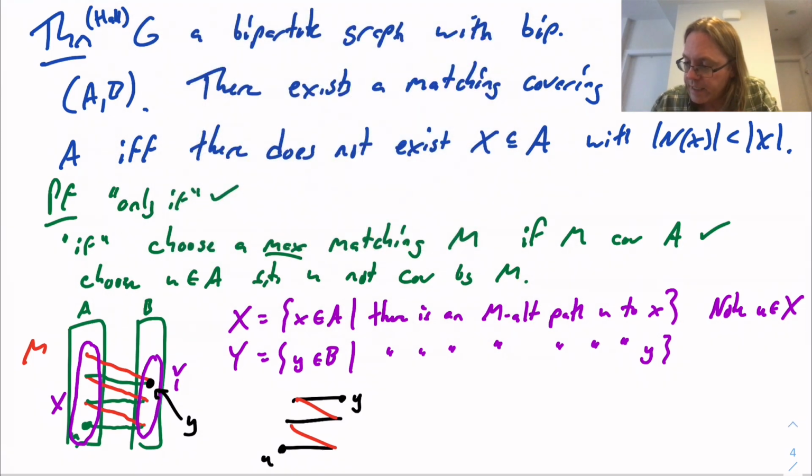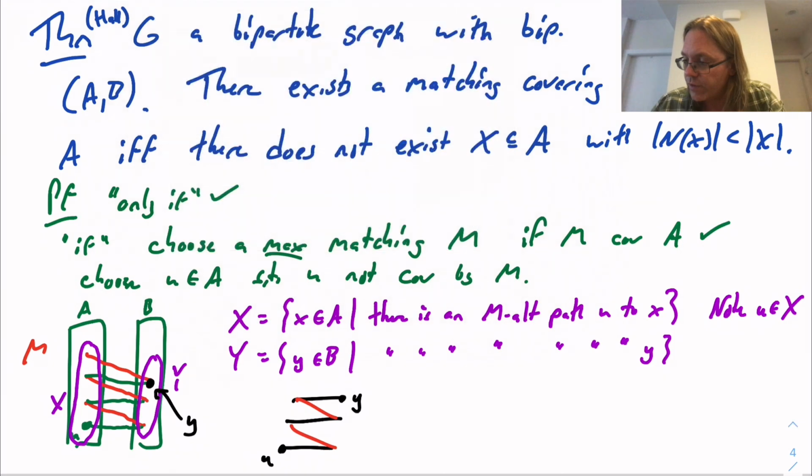So in other words, any time I come to a vertex that's in my set Y along an M alternating path, I can always step back into the set A using that matching edge. Now, from what you see in this path, where can that matching edge go? Well, it can't go to U because U is not incident with an edge of the matching. It can't go to any of these earlier vertices on the path because we already see their matching edges.